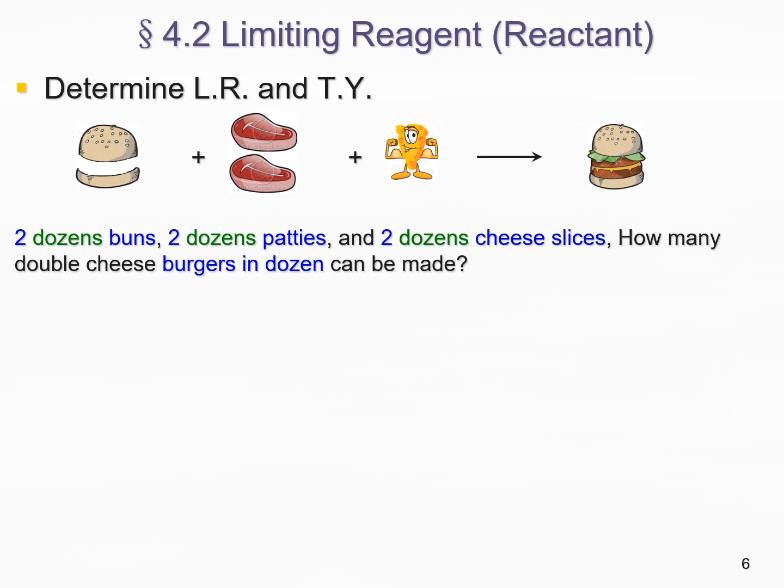Well, after all this discussion of the limiting reactant, theoretical yield, actual yield, percent yield, excess reactant, what is the math for this kind of a problem? So let's go back to look at this making burger problem one more time, try to figure out just what kind of math we can use to solve this type of calculation problem. Remember the question here, 2 dozen of buns, 2 dozens patties, and 2 dozen cheese slices. How many double cheeseburgers in dozen can be made?